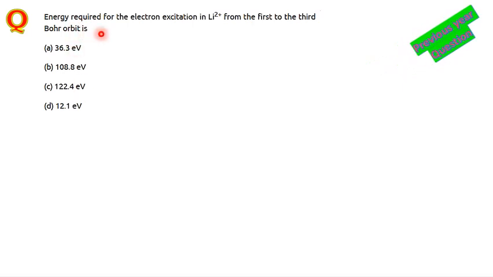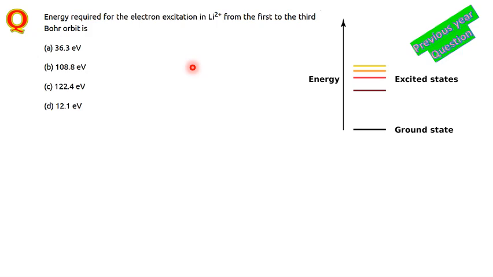Here, energy is required for the electron excited in lithium from the first to the third orbit. Now what do you mean by excitation? Let me tell you. Whenever an electron in the ground state receives an energy, so that the electron gets excited, it will be moving from the ground state to the excited state. So that's what they have given.